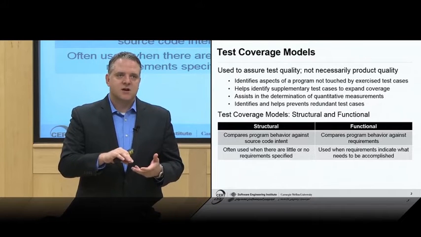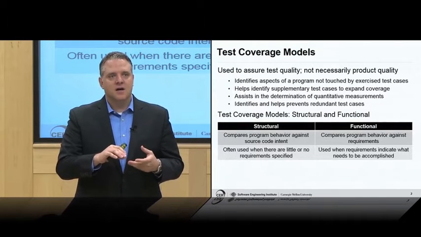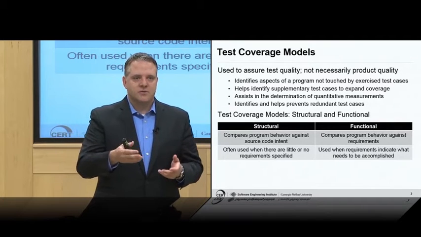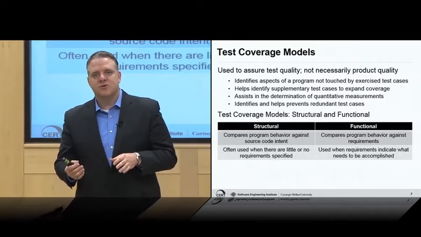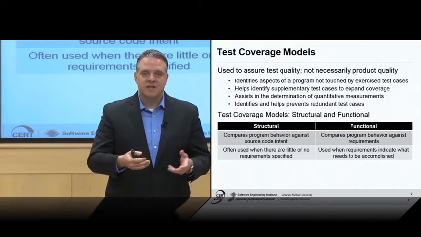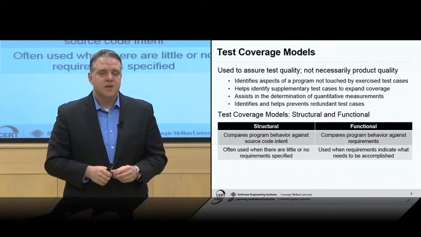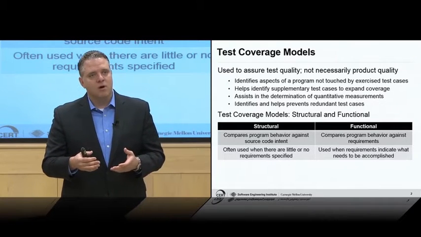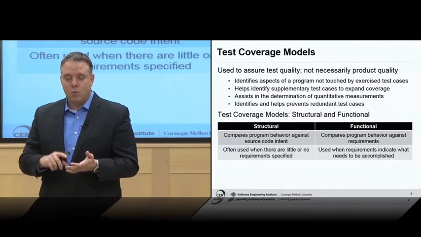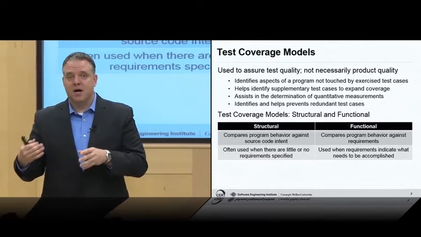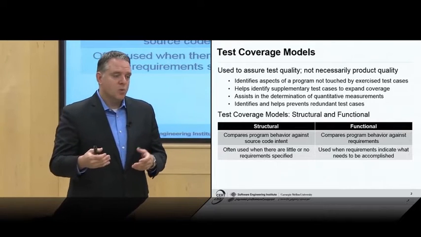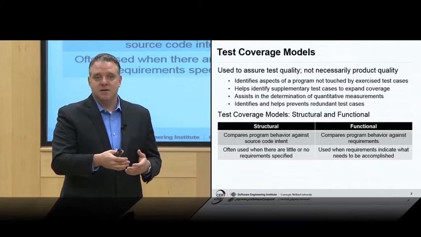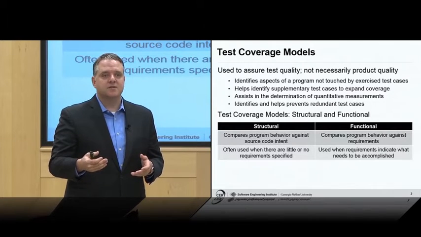Are we being comprehensive in the testing that we're doing? So test coverage is really used to identify test quality, not product quality. So with these models, structural and functional models, we're making sure that our tests are effective at achieving what we set out to do.